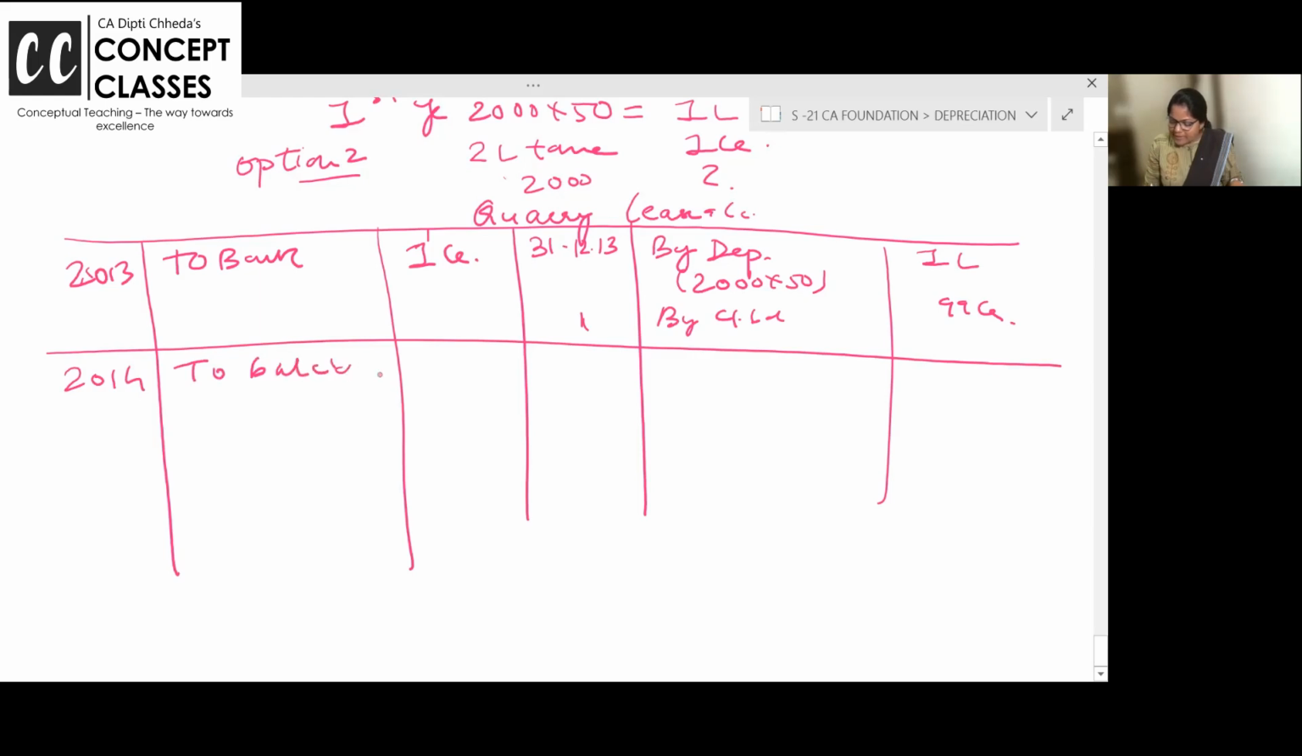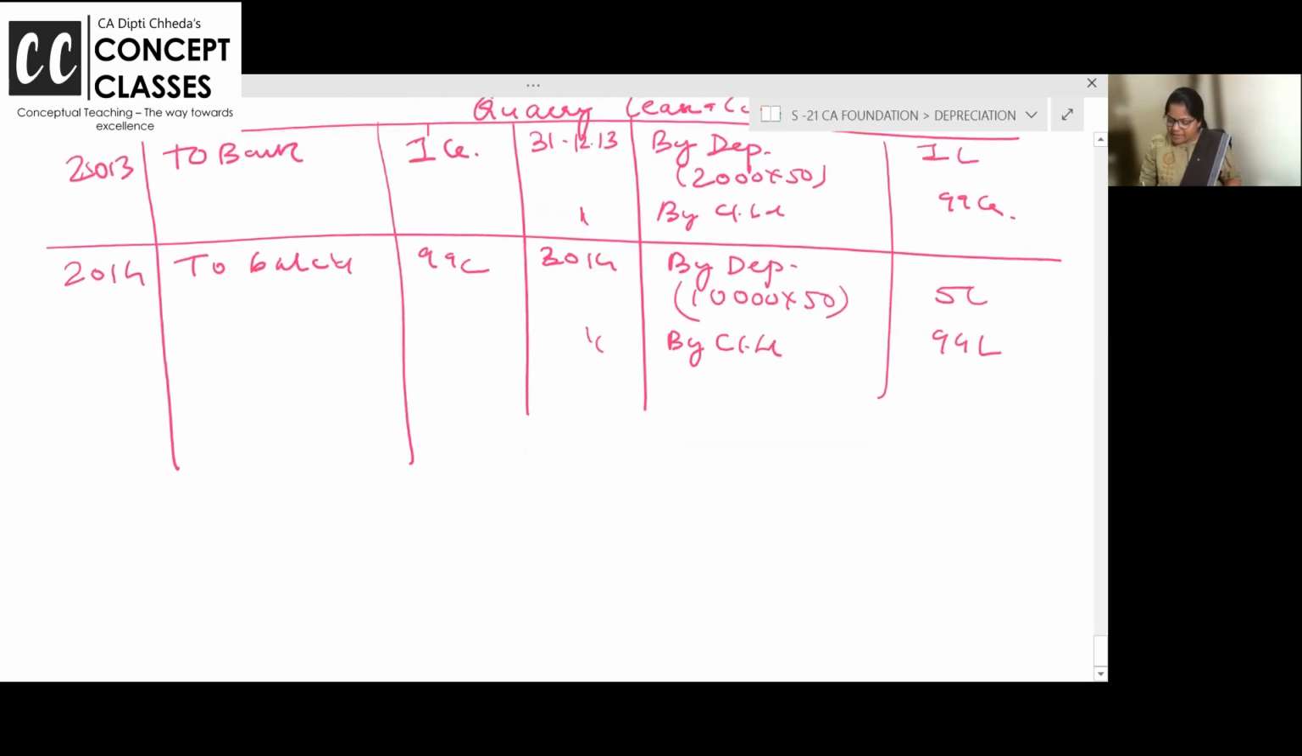Now bring the balance down, 99 lakh. This year, 2014 year ending, how much is there? 10,000 tons. So 10,000 into 50 comes to how much? 5 lakh. Again, closing balance will be 94 lakhs. Easy or not?